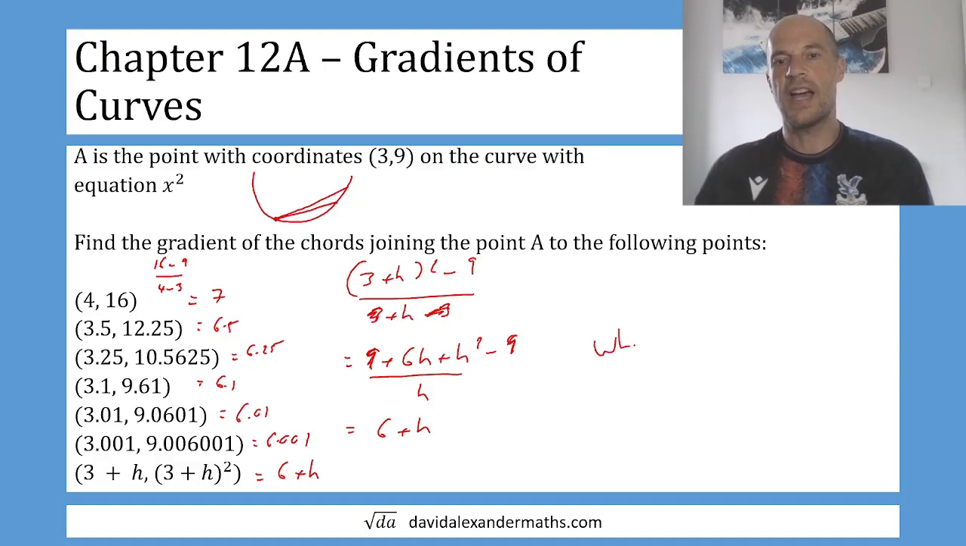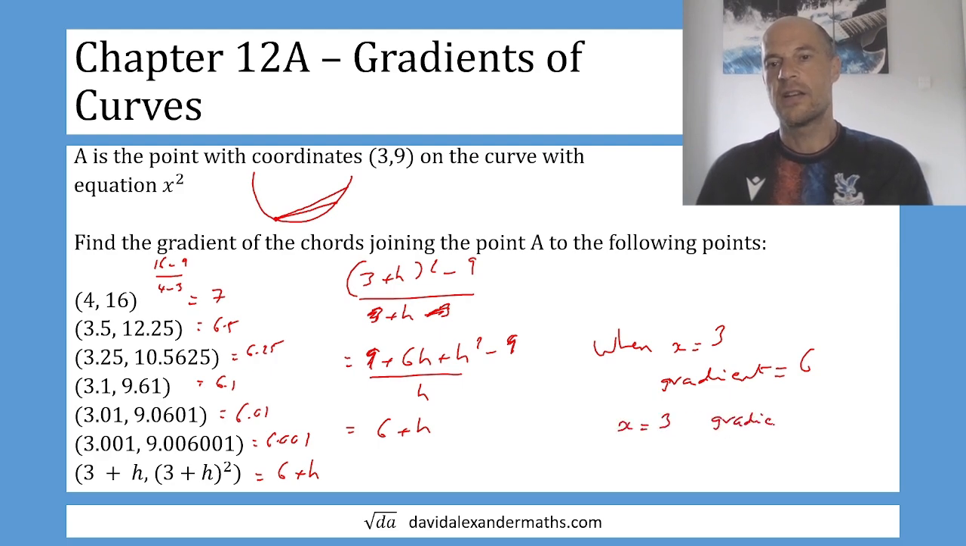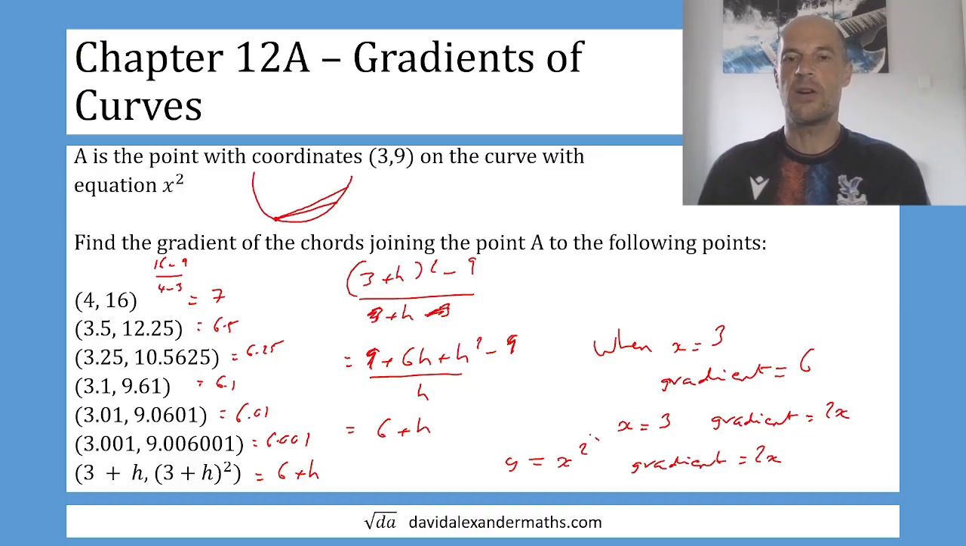So what we can say is that when x is 3, our gradient is 6. Now notice that 6 is 2 times 3. So when x is 3, the gradient is 2x. Now the original equation was x squared. So y equals x squared, and the gradient is 2x. So what we're going to learn about in this whole chapter 12 is differentiation and how we go from x squared to working out that the gradient is going to be 2 times whatever x is.